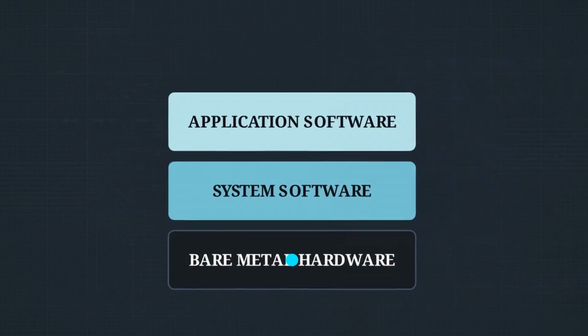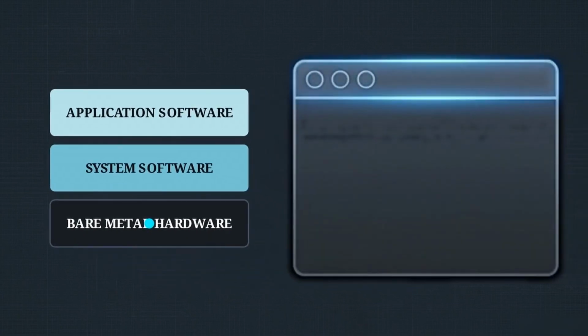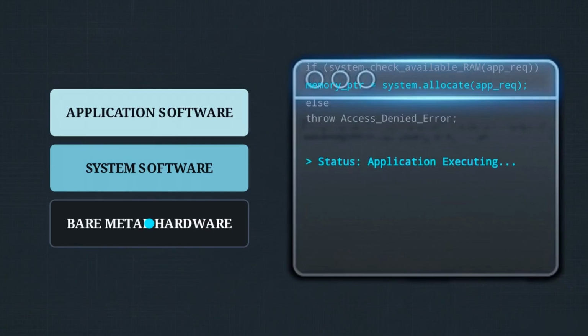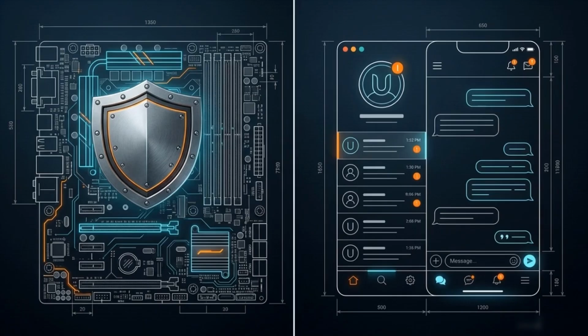Looking at a memory allocation script, we can see this negotiation happen at the code level. When you try to open an application, the system software first checks the available RAM. It decides if there is enough physical memory to safely proceed. Only after that memory is granted does the application execute its specific task. System software prioritizes hardware survival. This frees the application software to focus on solving user problems.